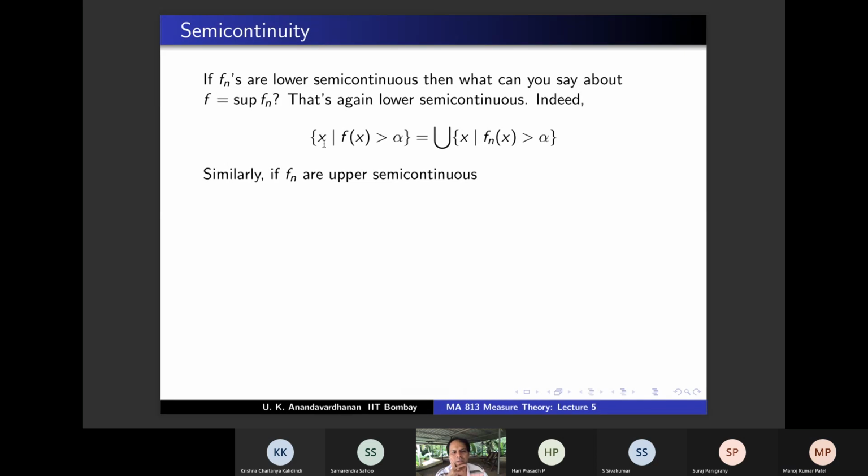And similarly, if the fn's are upper semi-continuous, can you guess what is upper semi-continuous? You will take x such that f(x) is less than alpha, and that should be a union of x such that fn(x) is less than alpha. So what is that function? What is f? Right? It's always about open sets. So you should get a union in order to conclude that the union of open sets is open. Anyway, if this result was about sup, what will be the next result?